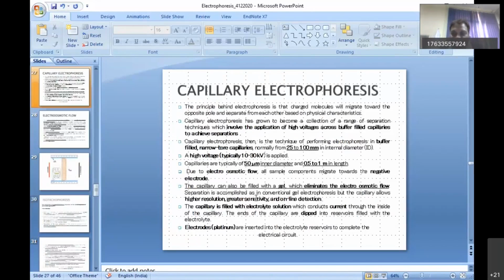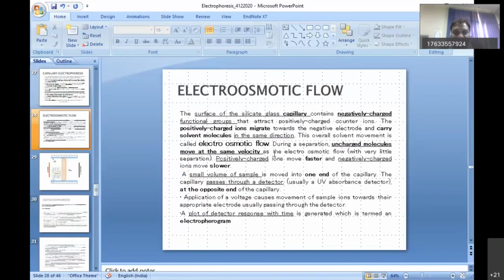The kind of electrophoresis used in the moving boundary format is capillary electrophoresis. I'm not going into much detail on that; you will have the slide for this, but the principle depends on the electroosmotic flow. In capillary electrophoresis, basically the electroosmotic flow will be used.